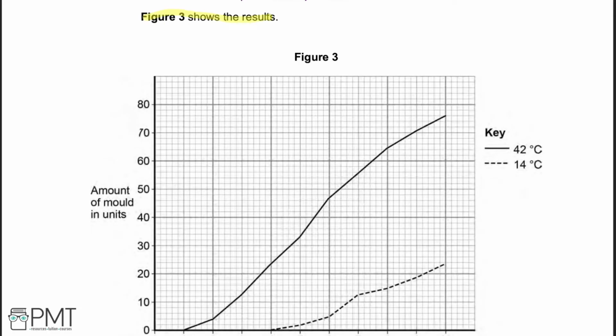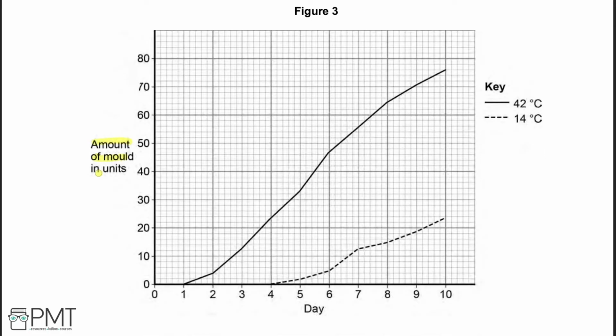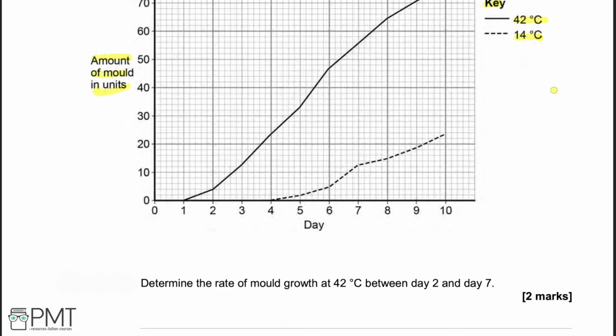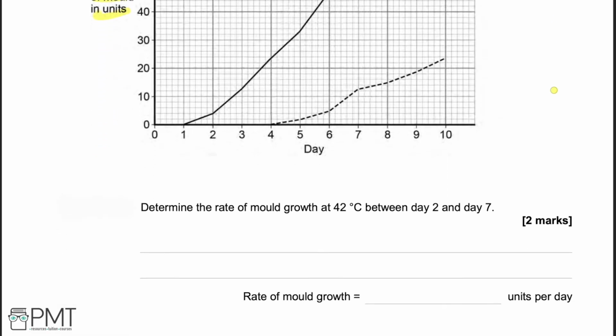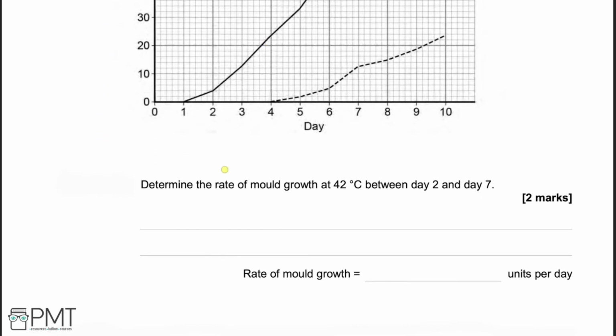Figure 3 shows the results. Let's have a look at figure 3. On the y-axis, we can see the amount of mold in units, whilst the x-axis shows time in days. Now, we have both 42 and 14 degrees here. Determine the rate of mold growth at 42 degrees between day 2 and day 7.